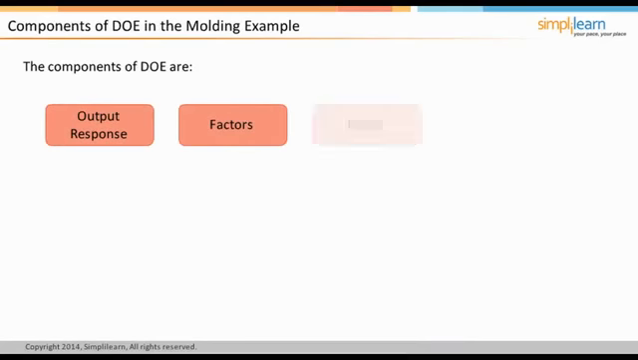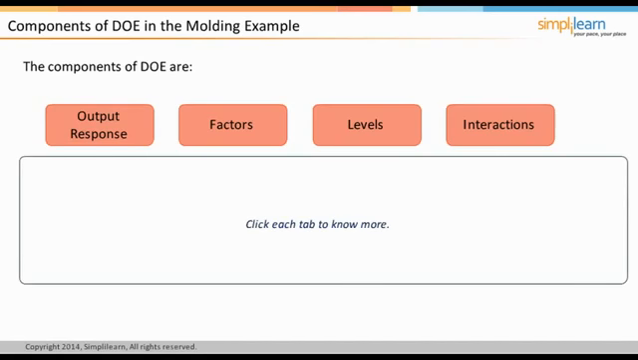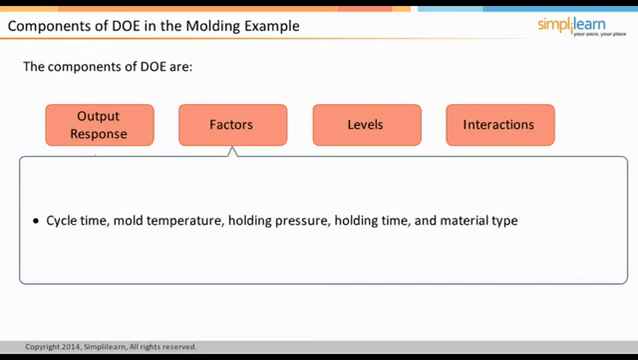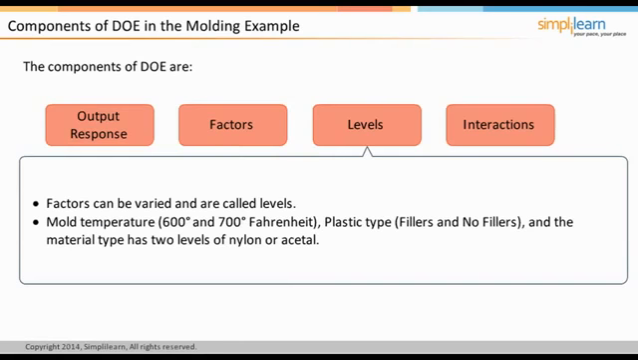Output response, factors, levels, and interactions are the components of the DOE in the given example. Click each component to learn more. The response variable is the part hardness and is measured as a result of the experiment and is used to judge the effects of factors. Factors of this experimental setup are cycle time, mold temperature, holding pressure, holding time, and material type. Factors can be varied and are called levels.